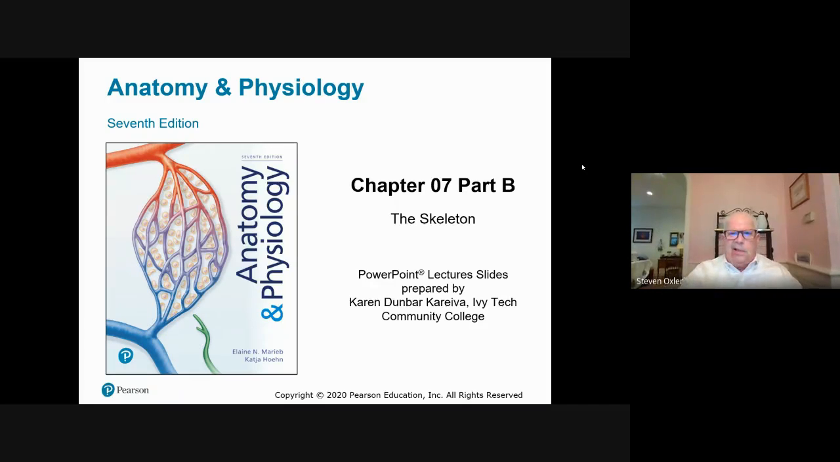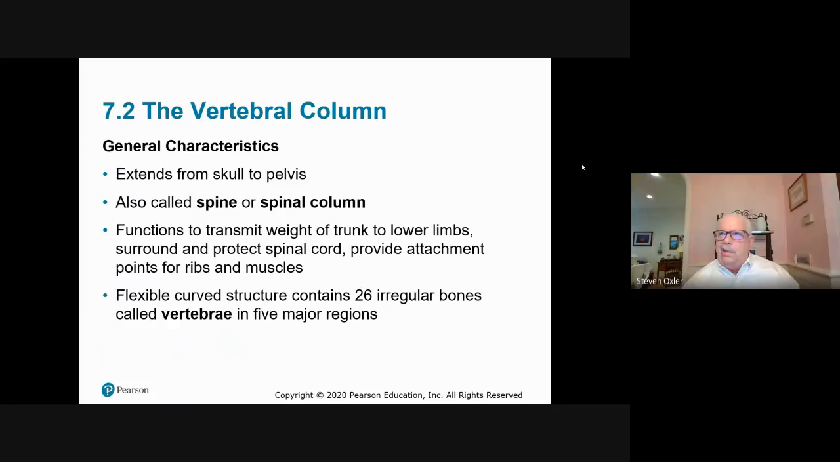The remainder of the axial skeleton basically is your vertebral column. And there are certain things in the vertebral column I want you to know. Obviously, the vertebral column extends from the skull to the pelvis, and it's also known as the spinal column or spine. It's important because it functions to transmit the weight of the trunk to the lower limbs. It protects the spinal cord. And there are 26 bones called vertebrae in the 5 regions of the vertebral column.